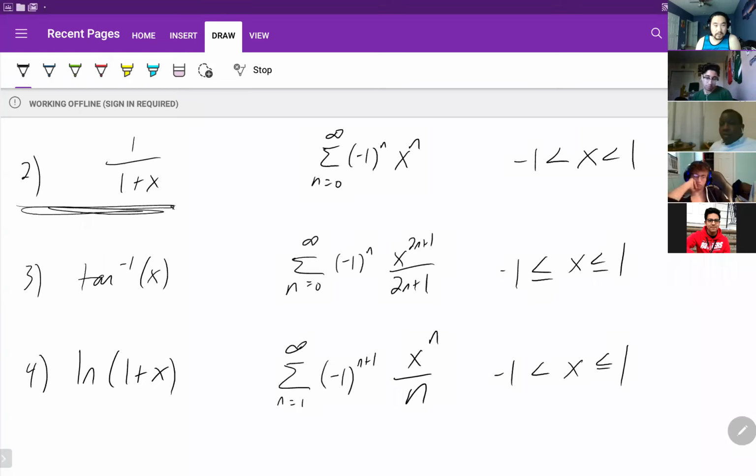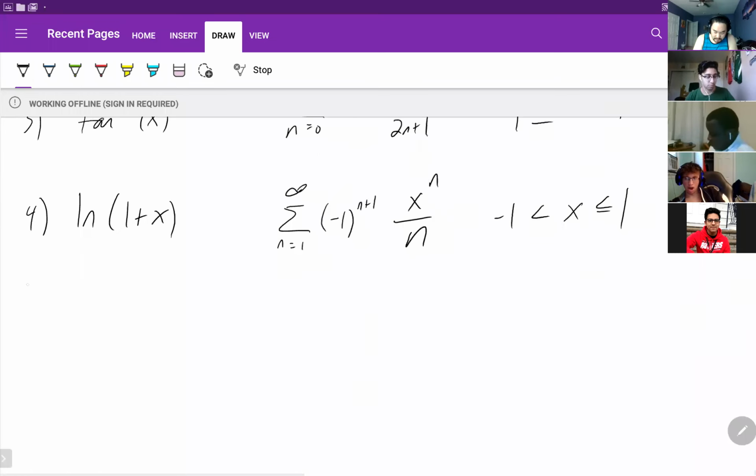So ln is probably one of the trickiest ones to do, or to prove. But if you have the time, honestly, try it. Start with number 2, integrate it, do it term by term like we did with tan inverse, and then test the endpoints. Okay. All right.